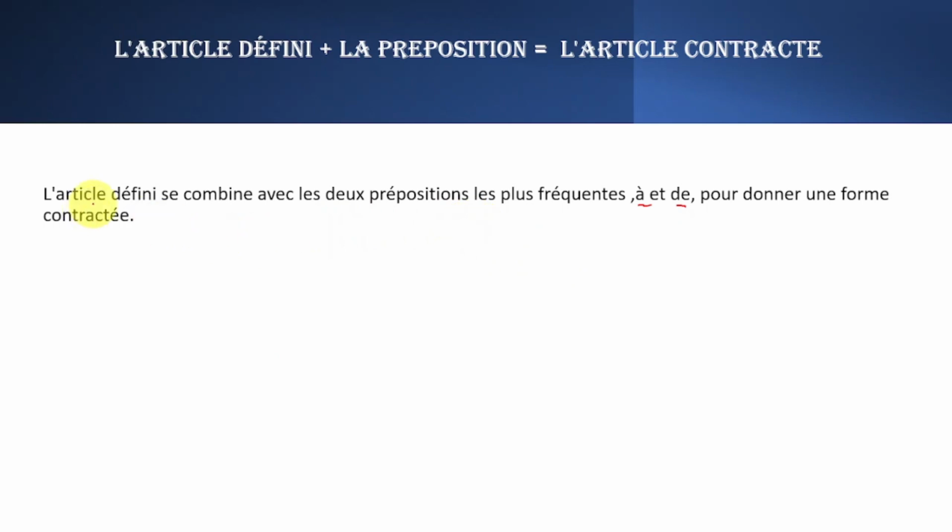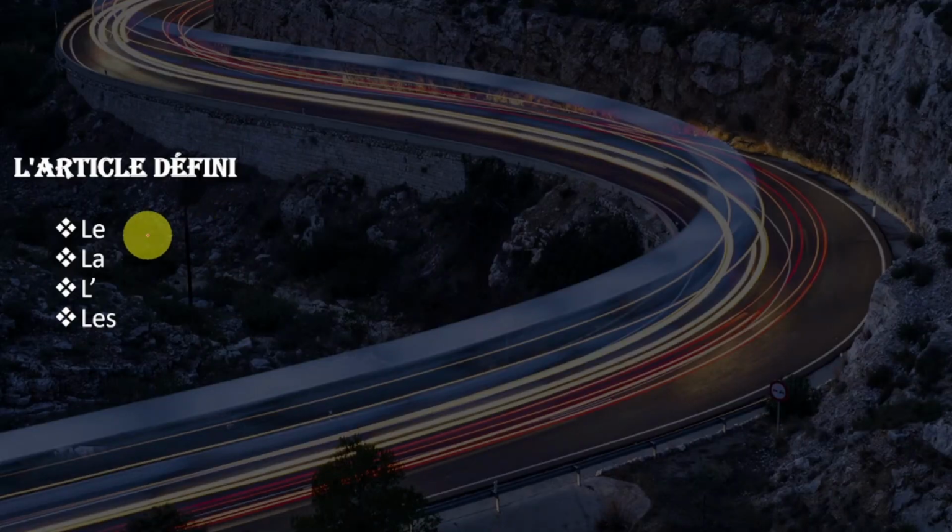So they use this article, okay? This one, and they mix it with this and this, okay? These are the prepositions, but I'm gonna show you guys how they do it, okay? So we have le, la, l'apostrophe, and les. These in English all equal the. Okay, in English, that's it.